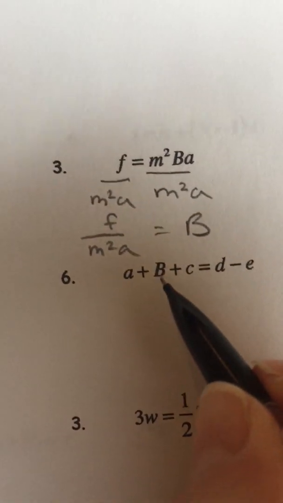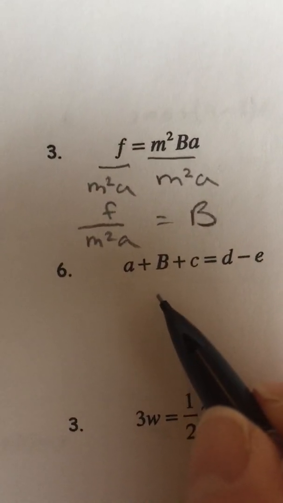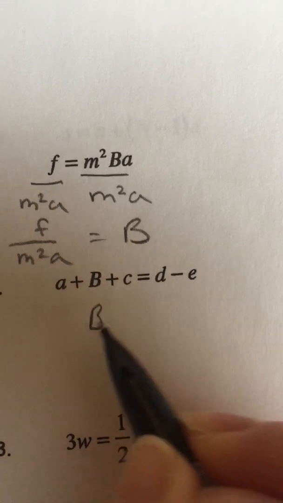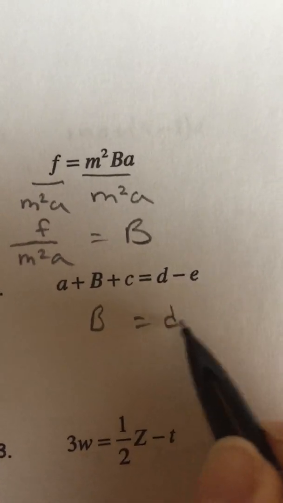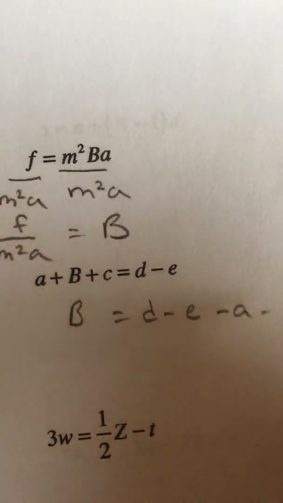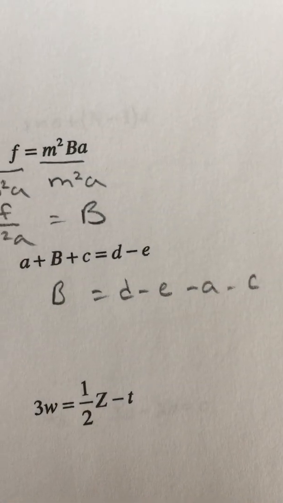Last one, I'm trying to get B by itself. It's attached to two things, both by addition. So I'm going to leave it where it is. I'm going to subtract the A and subtract the C. That's how I get rid of it all.